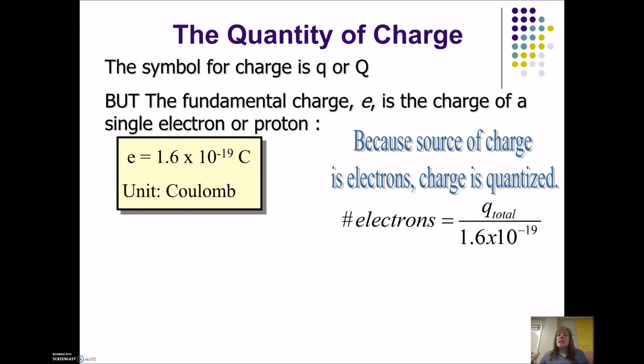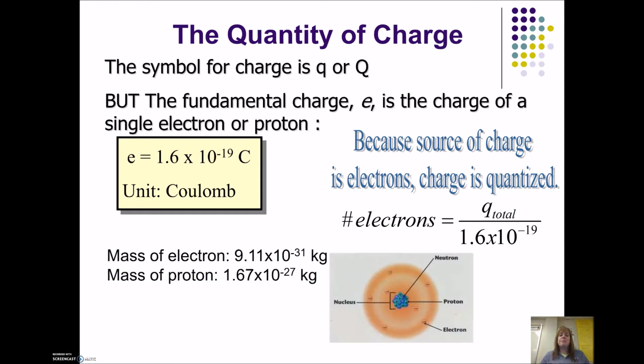Now, because it's the smallest charge possible, all magnitudes of charges have to be a multiple of that number. So that means if I want to know the number of electrons that have been added to a material or removed from a material, then I'll take that charge and I'll divide by 1.6 times 10 to the negative 19th.